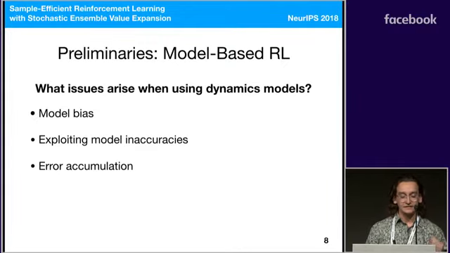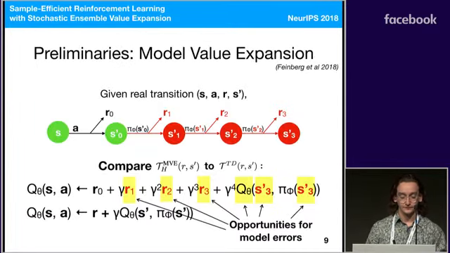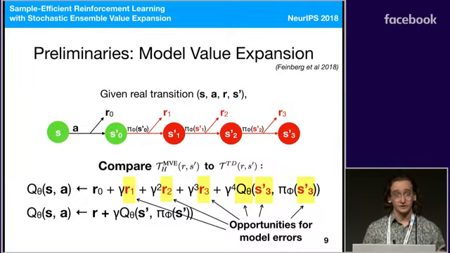And finally, even if our model is very accurate, multiple steps of model rollout could cause initially small errors to compound into large errors that then cause the first two issues to arise. So, going back to our comparison of these two targets, we can see that there are many opportunities for model errors to affect the MVE target, but none in the case of the TD target, which of course makes sense because standard TD learning is model-free.